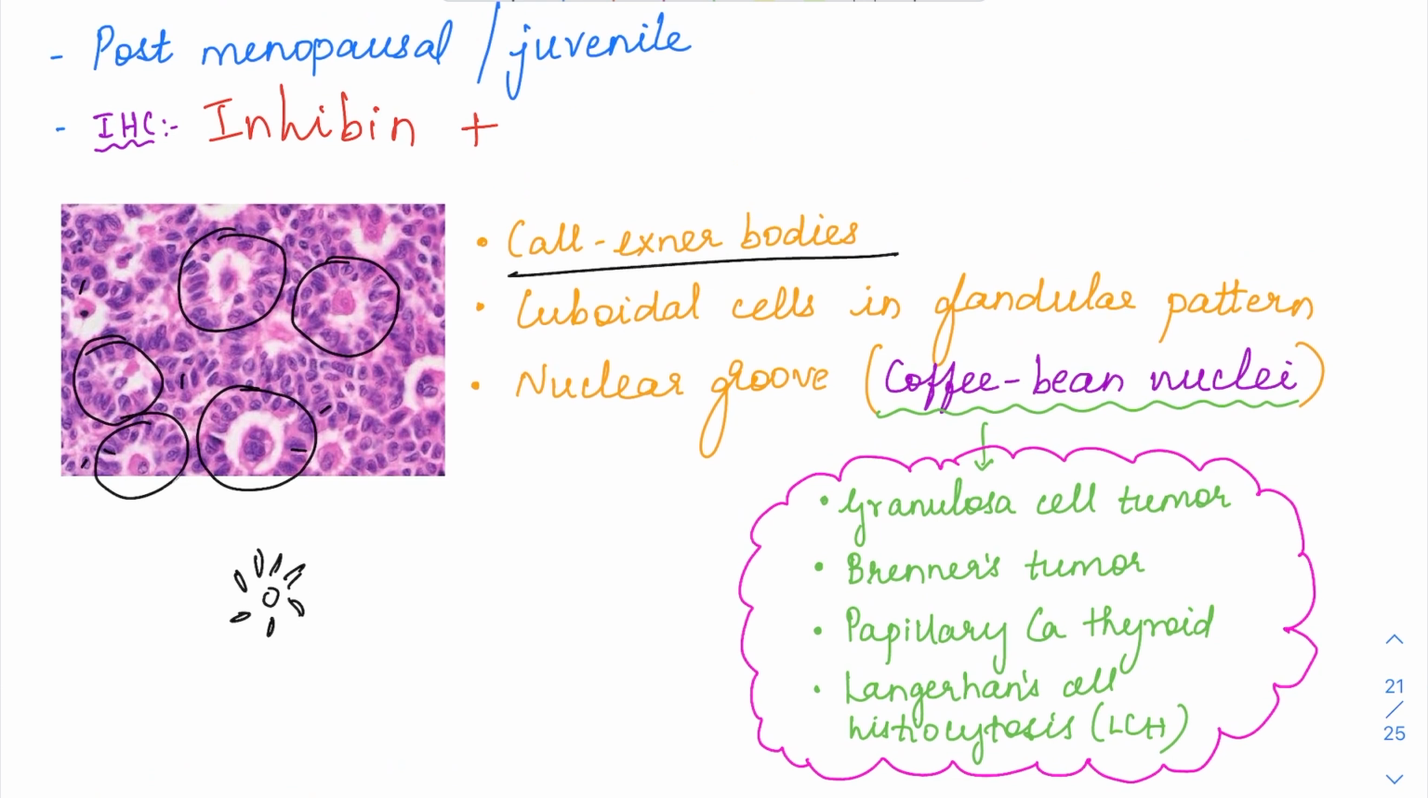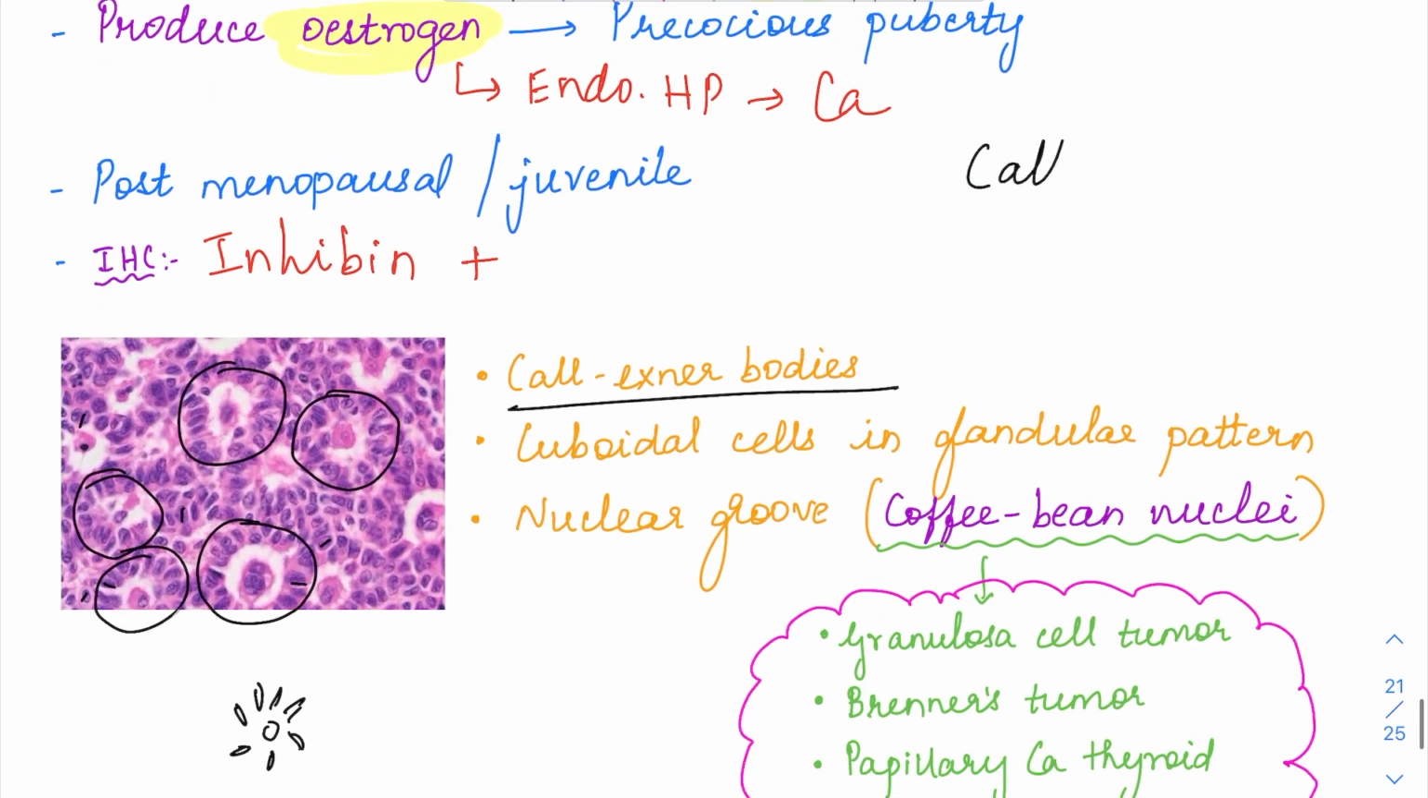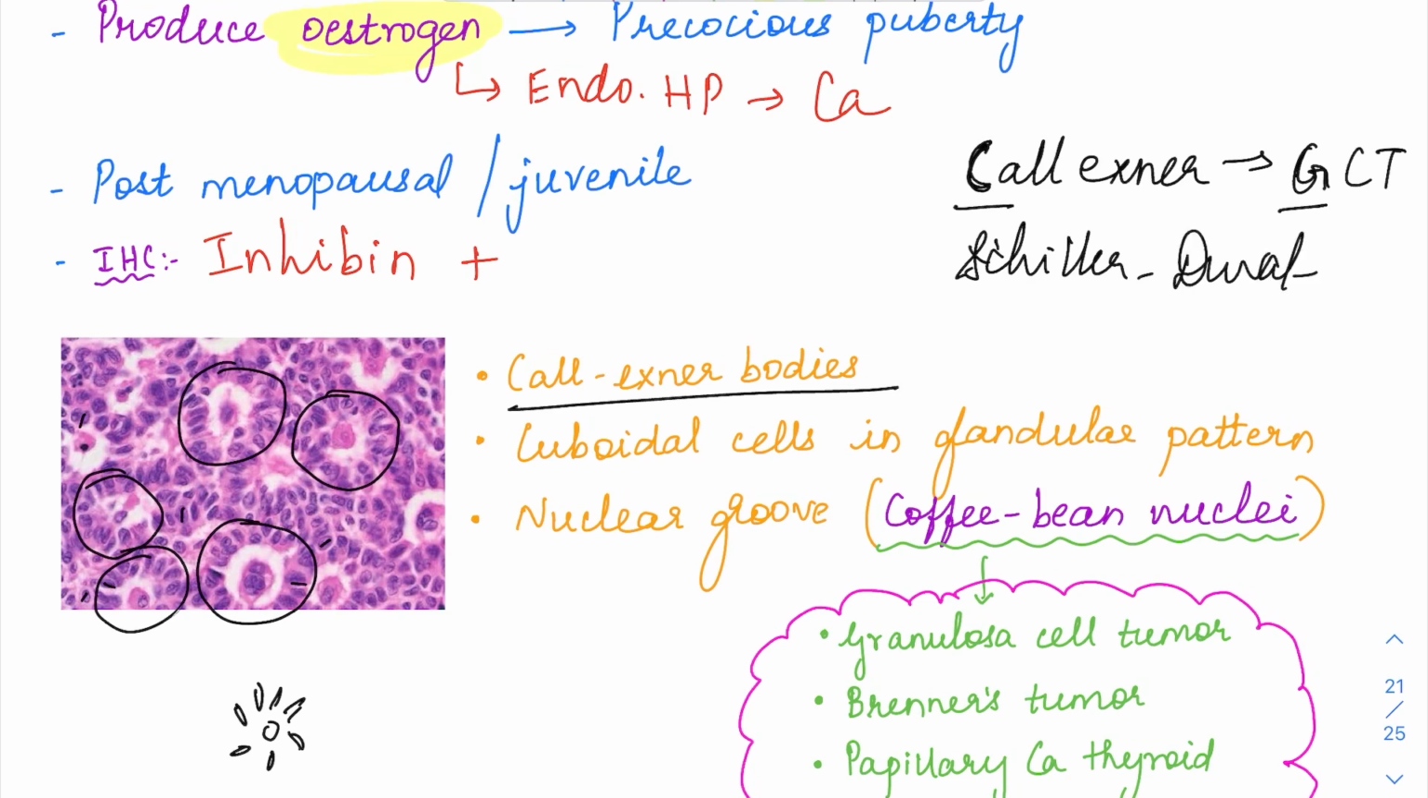So, Call-Exner bodies are seen in granulosa cell tumor, while Schiller-Duval bodies are seen in yolk sac tumor. Okay. Call-Exner in granulosa cell tumor. So, C and G look alike, right? C and G. While Schiller-Duval bodies are seen in yolk sac tumor.